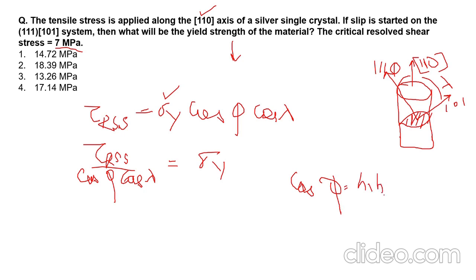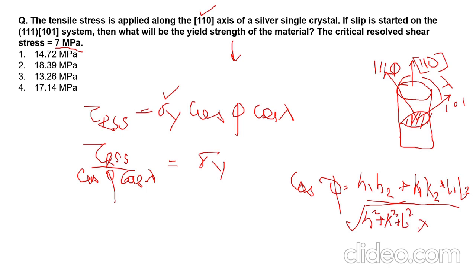So this will be h1 h2 plus k1 k2 plus l1 l2, divided by the square root of h1 square plus k1 square plus l1 square, times the square root of h2 square plus k2 square plus l2 square, the Miller indices of the planes, and similarly for the other system also. So we will try to solve it. We will now see what is cos of phi.